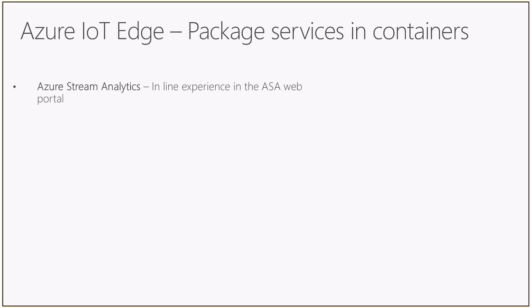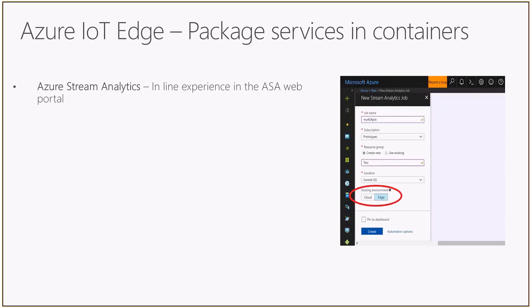As far as what all we support in IoT Edge, we support Stream Analytics. Basically, it's what you have been running on the cloud. It's exactly the same experience. All you have to do is use the new capability to run this on the edge along with the cloud. So you can choose between cloud and edge when you're creating a Stream Analytics job.